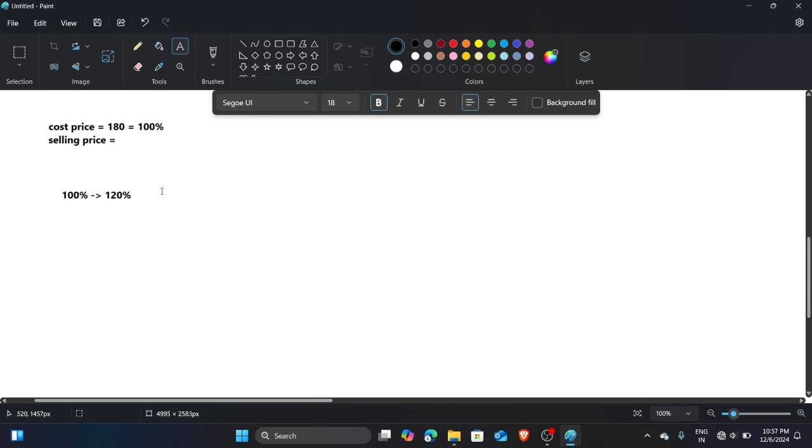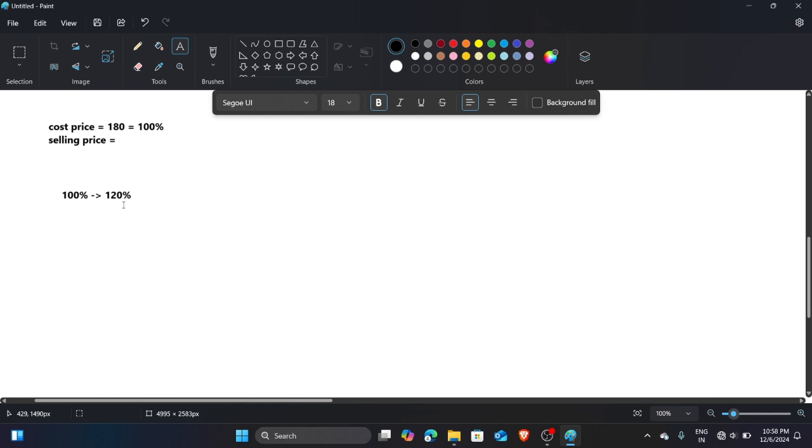It means that 100% is always the cost price, and when you sell at 20% profit, it is 120%. And if you sell at 20% loss, you have to subtract 20 from 100, so the selling price is 80%. So if 180 is 100%, then what is 120%? You just have to get the answer for 120%, and that is simply the selling price.